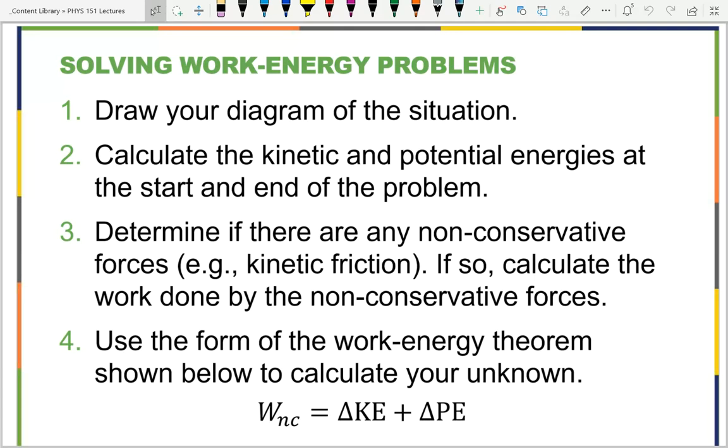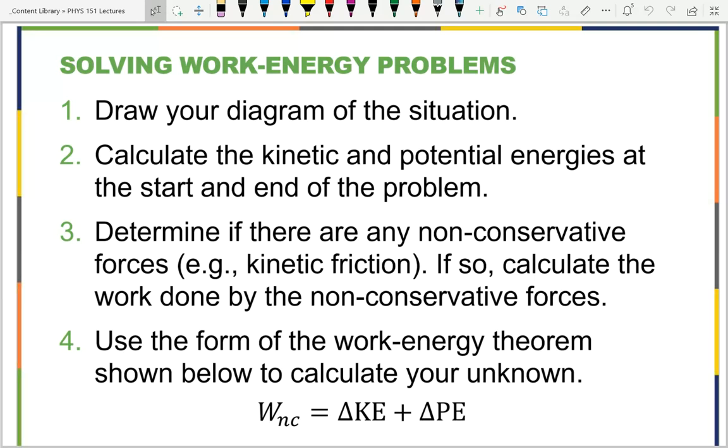Second, calculate the kinetic and potential energies at the start and end of the problem. Now that's very different from anything we did with forces. You calculate the beginning and ending states. Third, determine if there are non-conservative forces like friction. If there's friction, well, life got harder for you. Of the three problems we're going to work in class, the last one has friction. If there's friction, you have to calculate the work done by the friction or any other non-conservative force. And then you use the work-energy relation in the form that work non-conservative is the change in kinetic energy plus the change in potential energy.